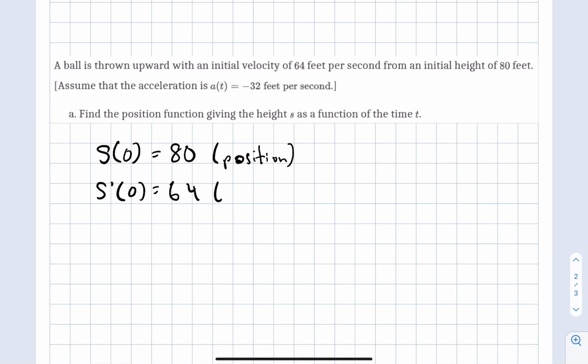And again, that is velocity. And then finally, we are assuming that the acceleration is going to be negative 32 feet per second. So it's acceleration, which we can also call the second derivative. Okay, that'd be negative 32, and that is acceleration.